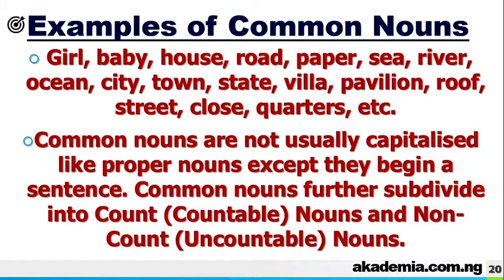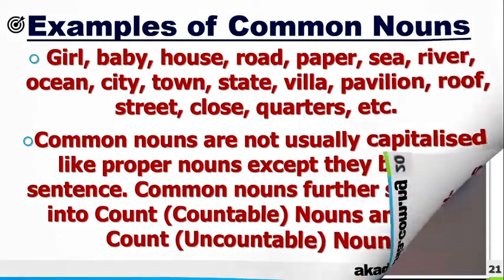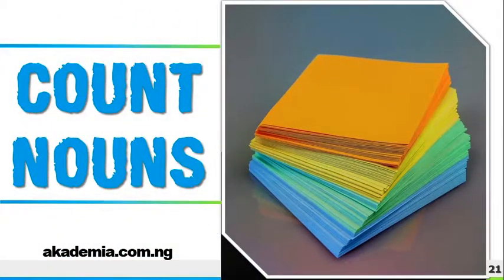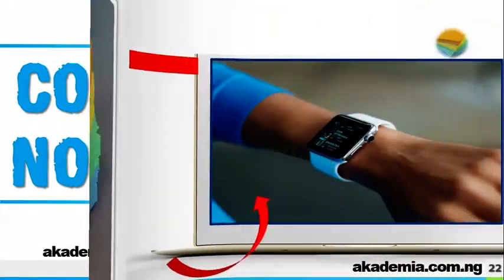Common nouns further subdivide into count nouns and non-count nouns. Now, the count nouns are referred to in some quarters as countable nouns, in other words, nouns that can be counted, while the non-count nouns are referred to as uncountable nouns in some quarters. Now, let's look at these two subdivisions of common noun, the count nouns or the countable nouns, and then we will look at the non-count or the uncountable nouns. Let's begin with the countable nouns or the count nouns.